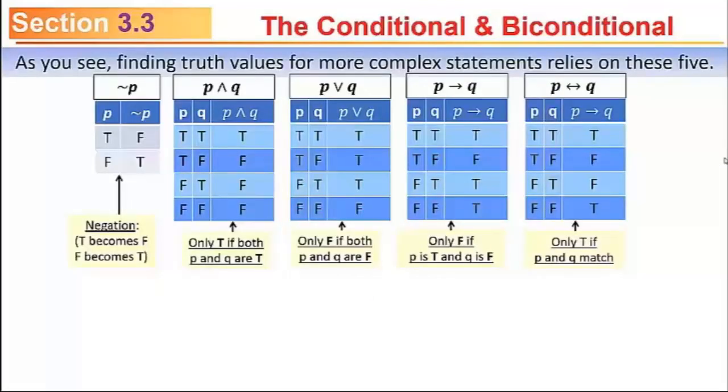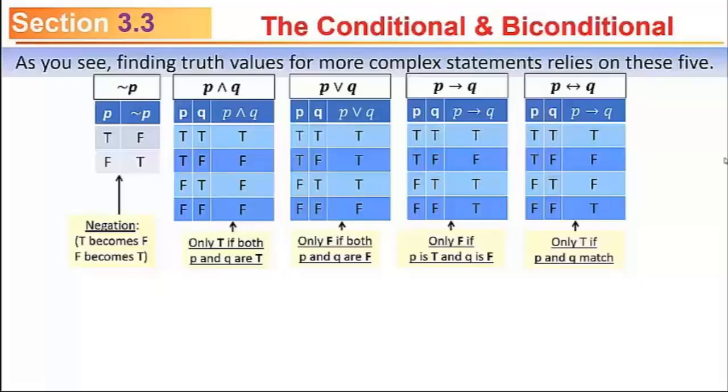This is again a visual aid to let you see all 5 of the truth values so you can remember these, and underneath them you have what I call the memory aids. With the negation, you switch the truth values. True becomes false, false becomes true. For an and, it's only true if they're both true. For an or, it's only false if they're both false.